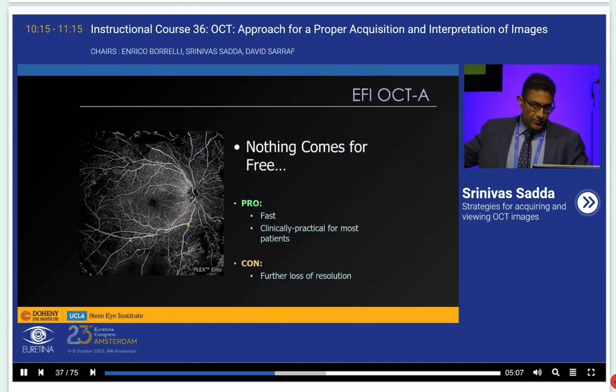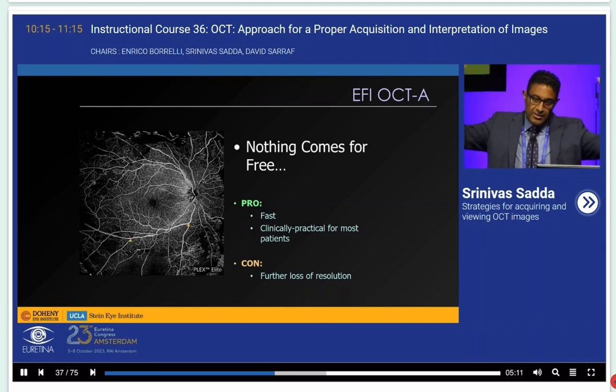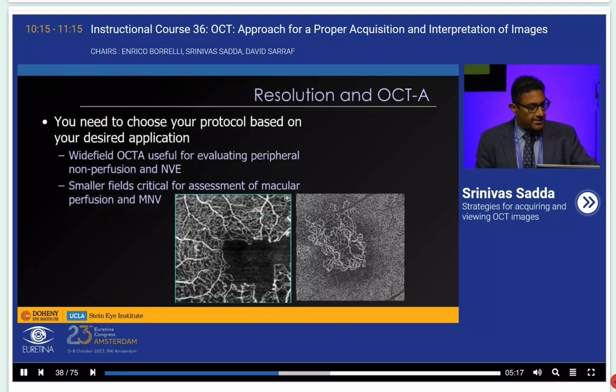Of course, nothing comes for free. If you're going to do that, you're going to lose resolution. Obviously, one of the disadvantages of going wider field in general is less resolution. So you have to think about, well, for my particular application, is that okay? And really, one important message is you need to choose your protocol based on your desired application. For wide field imaging, if you're looking at peripheral non-perfusion, neovascularization in the periphery, probably a low resolution is okay.